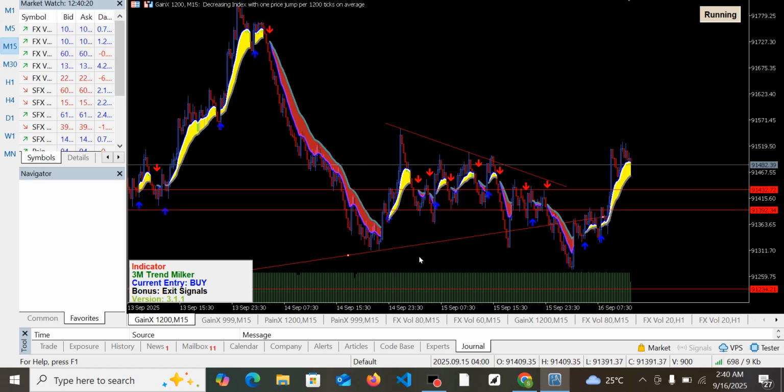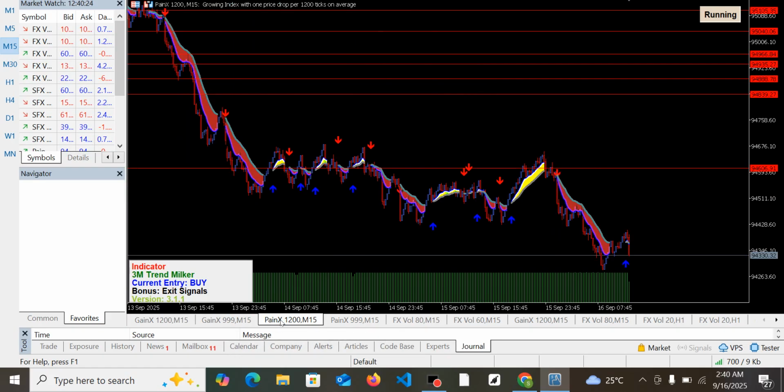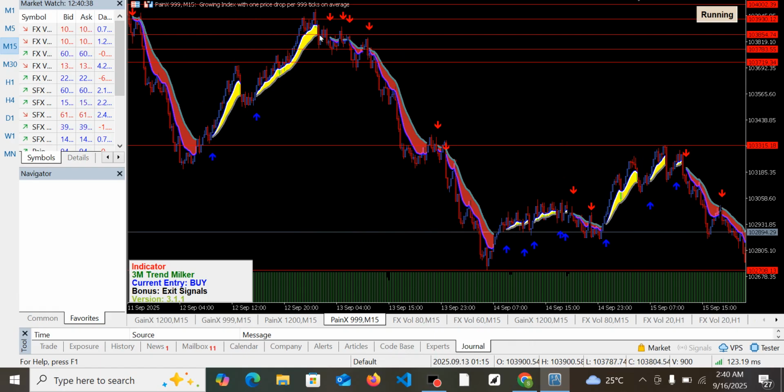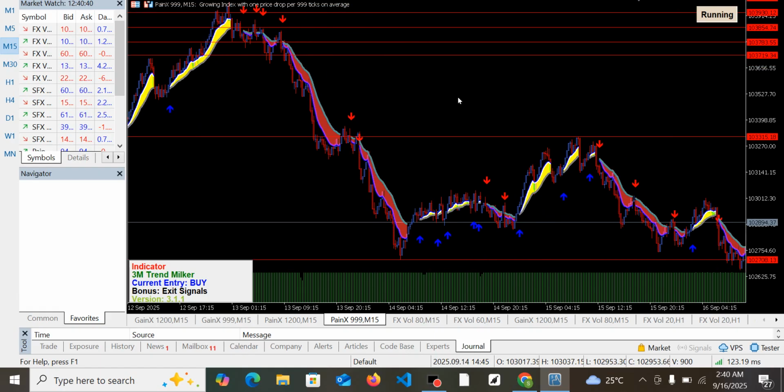Okay, so let's move on to the next asset. The second asset we'll be checking out is going to be Paynex 999. Let's check it out together, still using the same strategy, which is the trend trading strategy. For Paynex 999, this has been on downtrend right from here. It started a downtrend from this resistance zone, switched from an uptrend into a downtrend, and gave us some sell signals, and it has been selling since then.